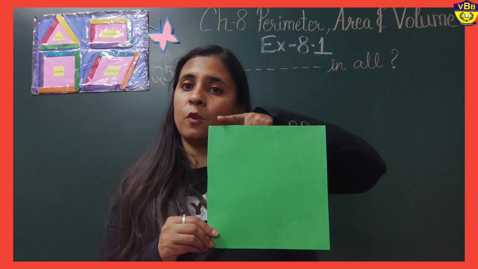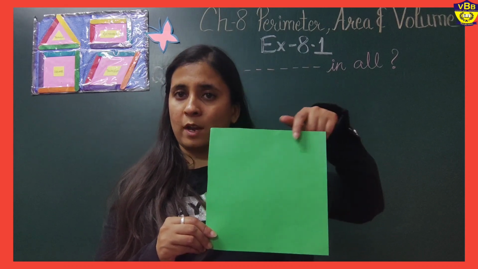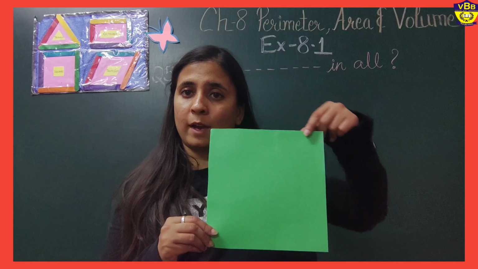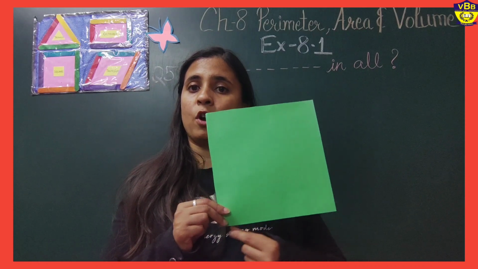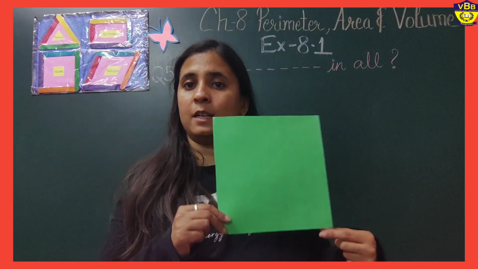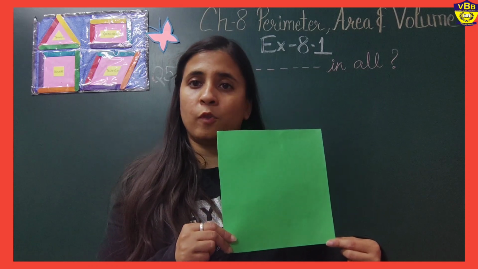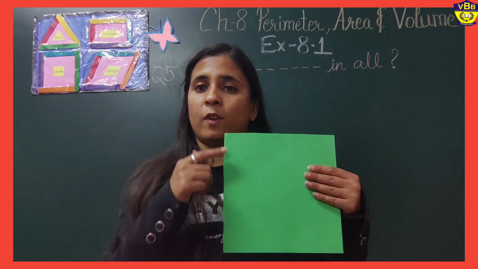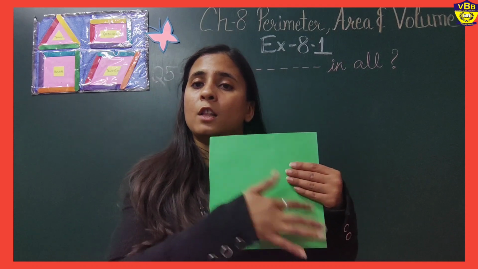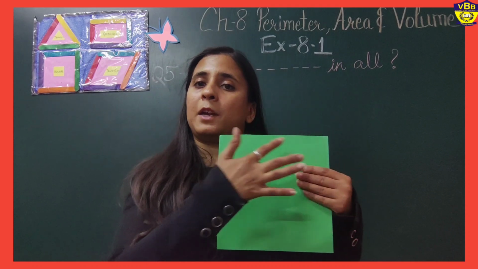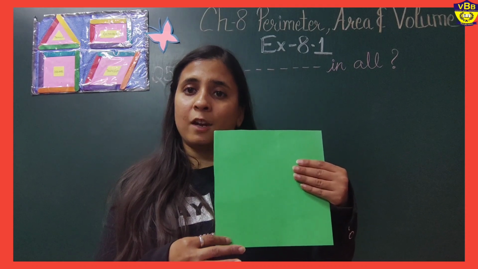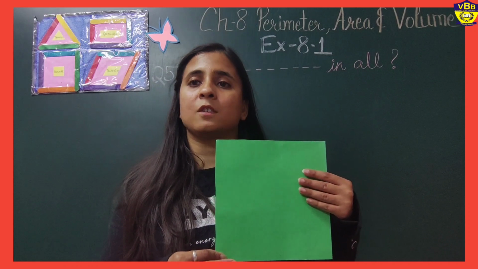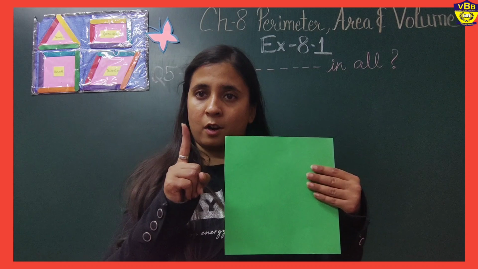But what they have given is only the side of the square park. And he is walking around the square park. That means he is walking around all the four sides. So what do we need to find here? If he is walking around all the four sides, we will find the sum of all the four sides, that is the perimeter of the square park. Then only we will get to know how much distance he has walked in one round.